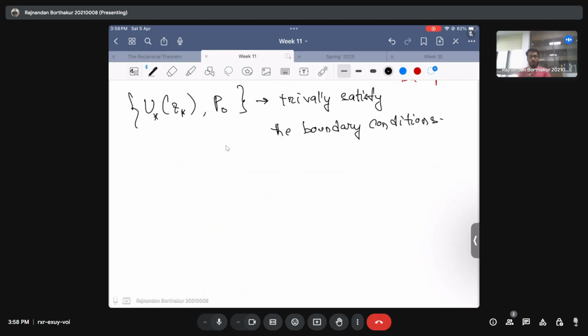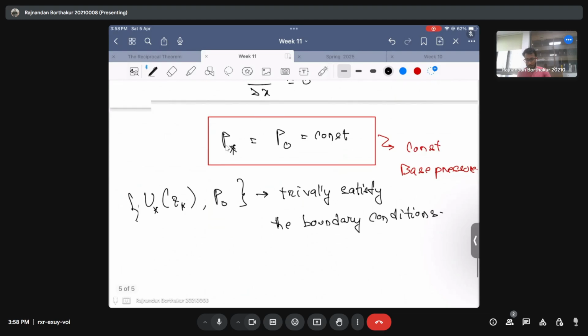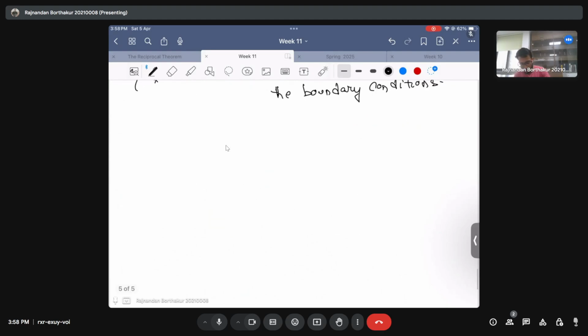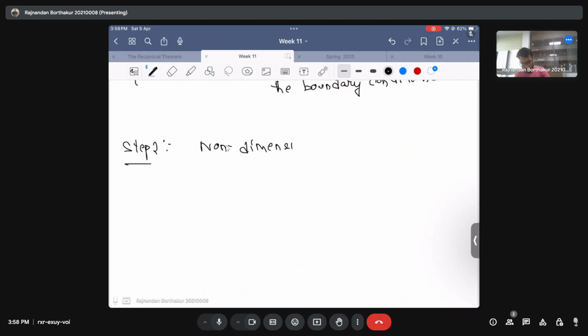But before that, we'll non-dimensionalize the variables and remove the dimensionalities of the problem. So the next step, step 2, is non-dimensionalization. We have done this on numerous occasions in this course, so I hope you are comfortable with non-dimensionalization now. What we'll do is the length scale of the problem, we'll call it h.